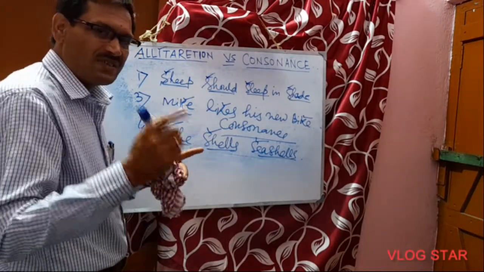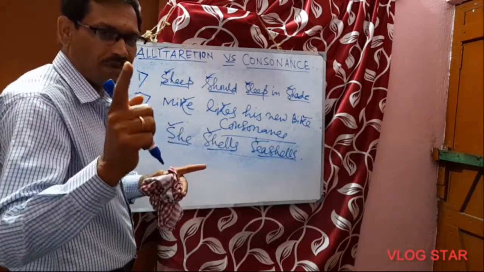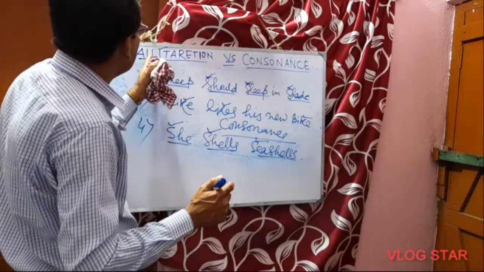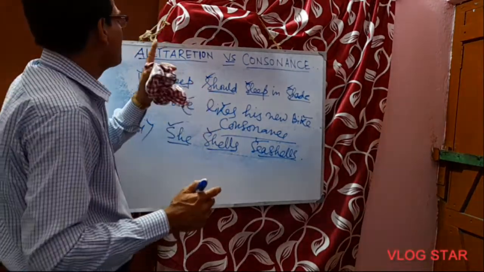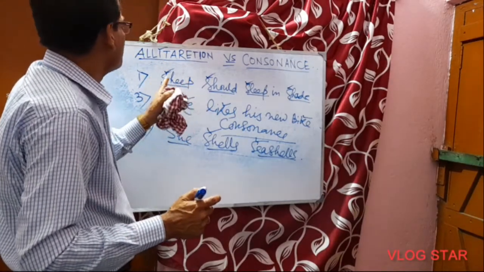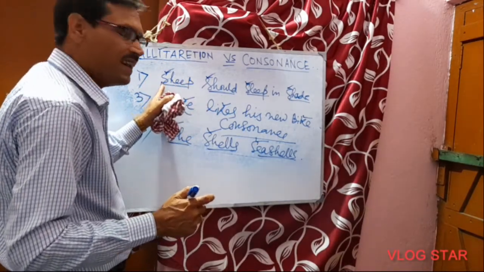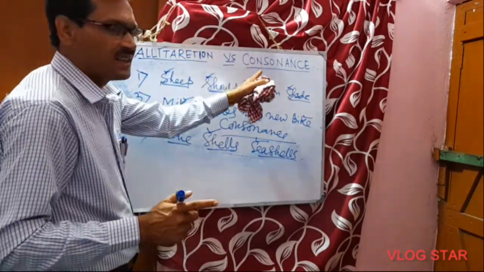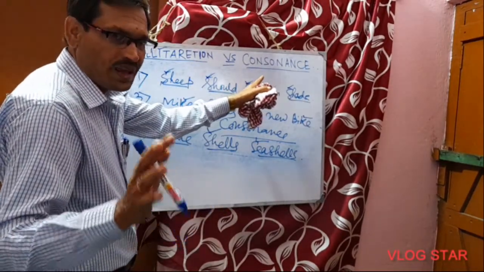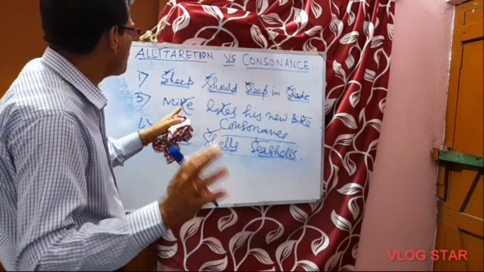But there is one clue you have to keep in mind: alliteration is also the repetition of consonants, but it must be placed at the beginning, at the initial points, and consonance does not show that, it may be in the middle or end.